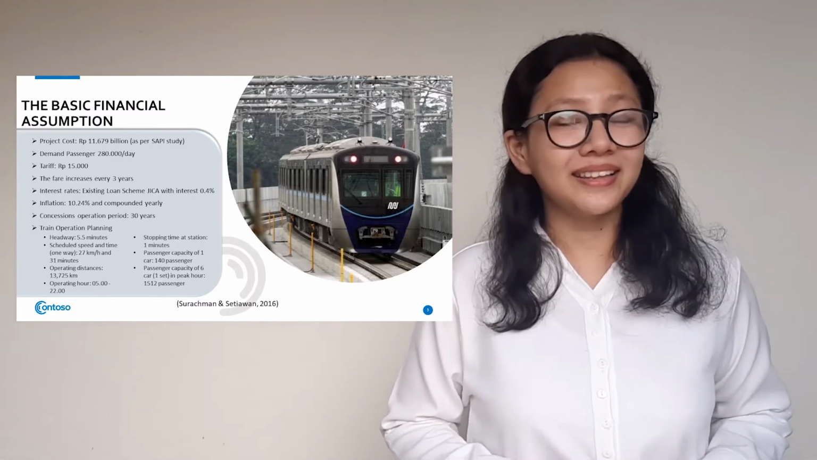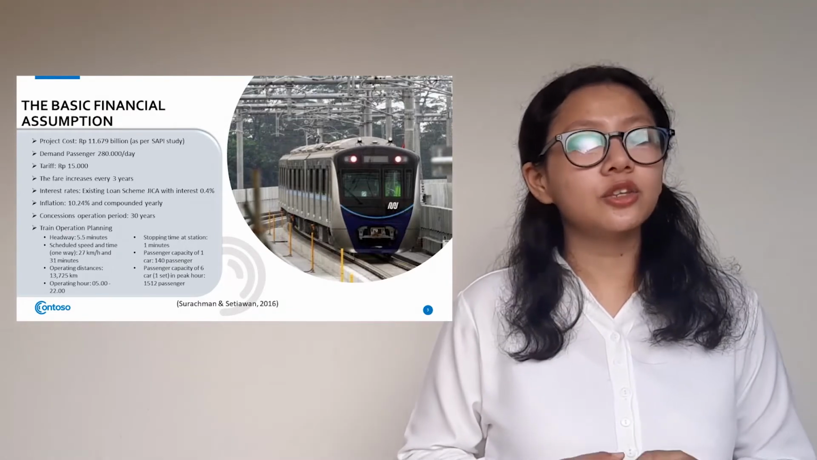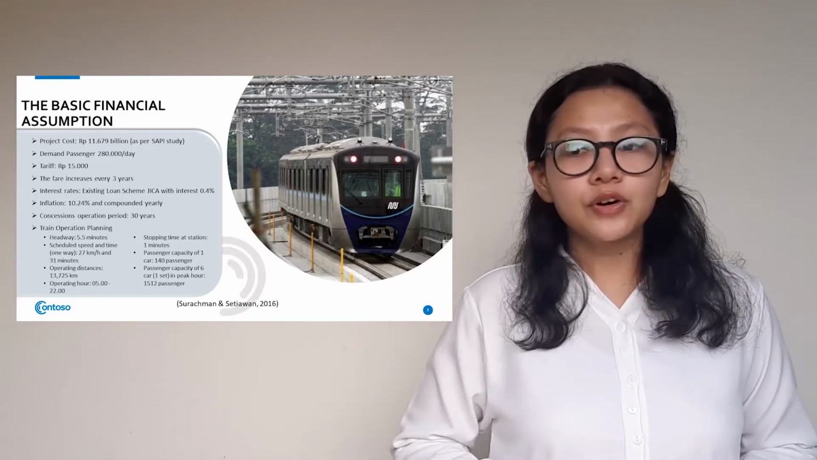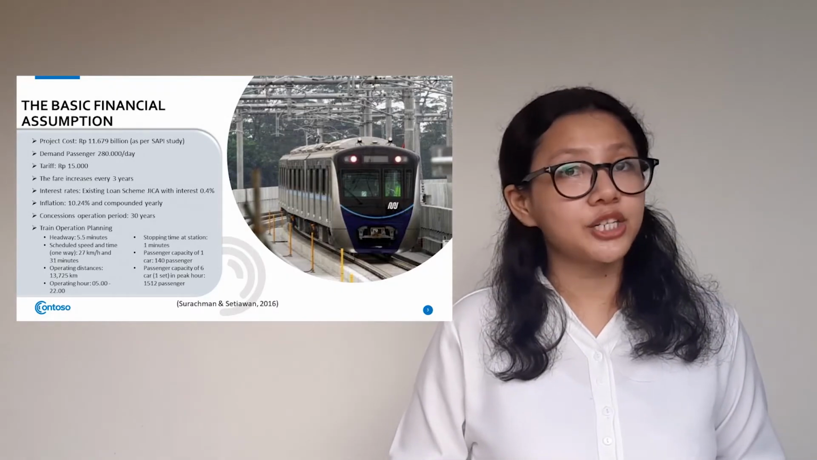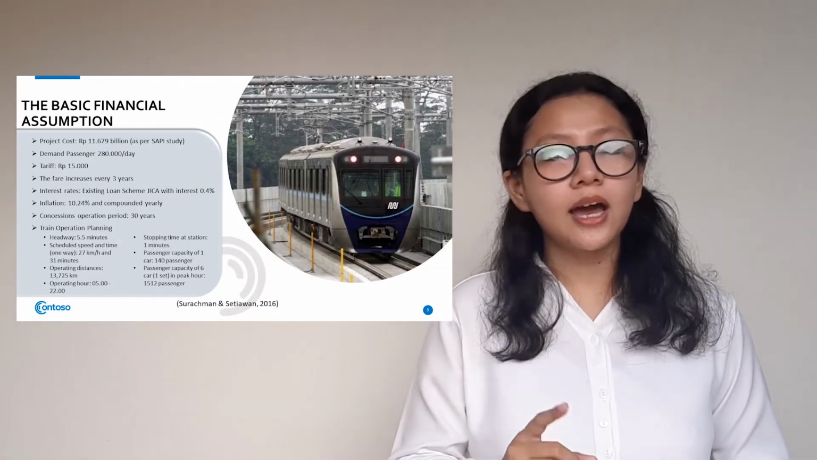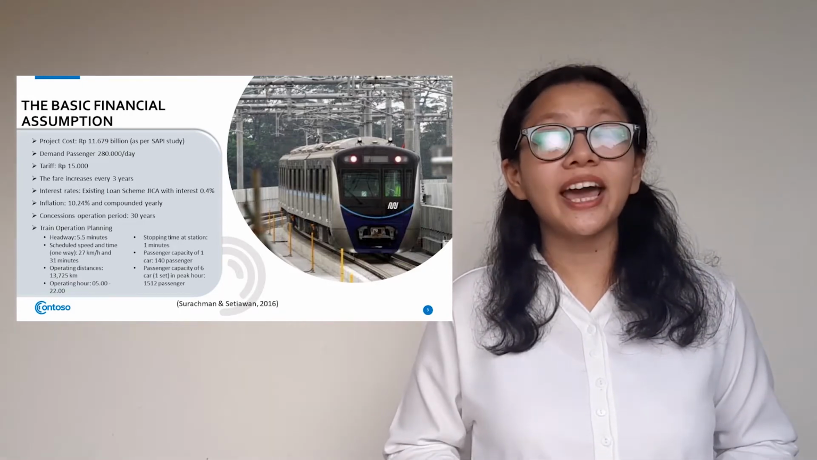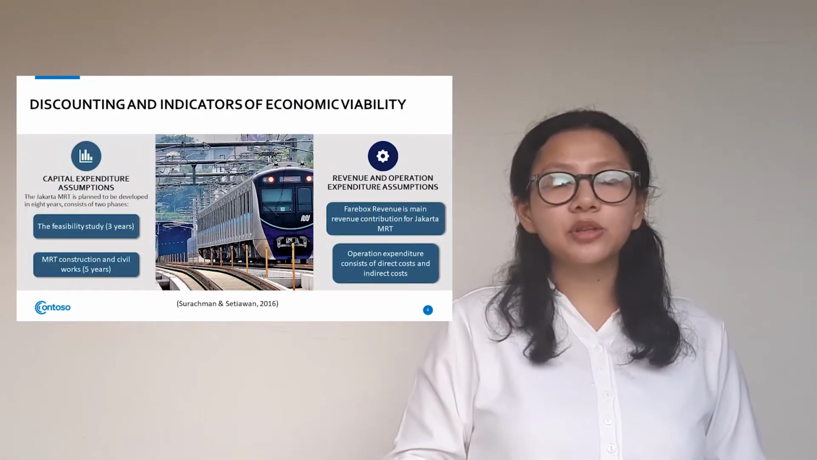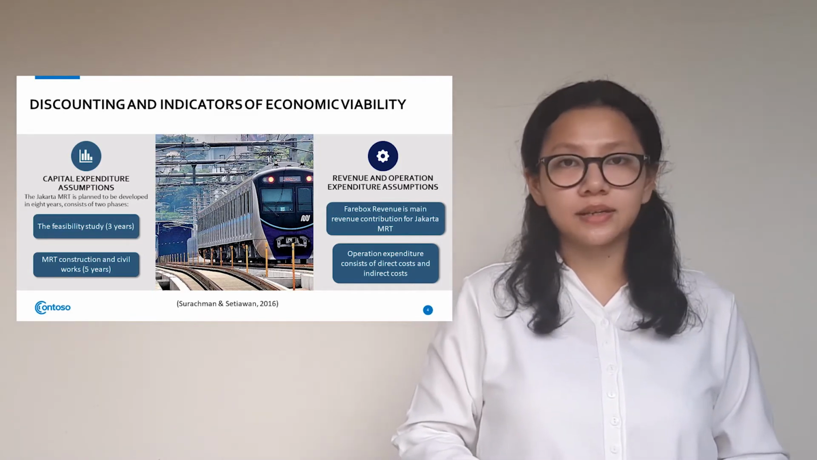For the stopping time at one station, MRT Jakarta train is estimated to stop in one station for around 1 minute per station. For the passenger capacity of one car is estimated around 140 passengers per car. And as for the passenger capacity of one set of train, consists of 6 cars, is estimated around 1,512 passengers per train. Next, we will be discussing about capital expenditure assumptions and also revenue and operation expenditure assumptions.